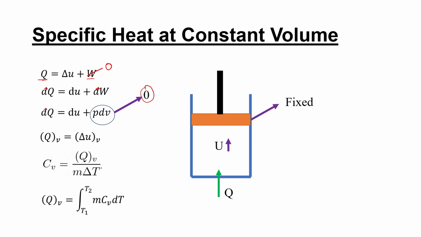And you can write Qv is equal to the integral from T1 to T2 of m Cv dT. So this is the formula we will use to calculate the heat supplied at constant volume, and Cv is the specific heat.